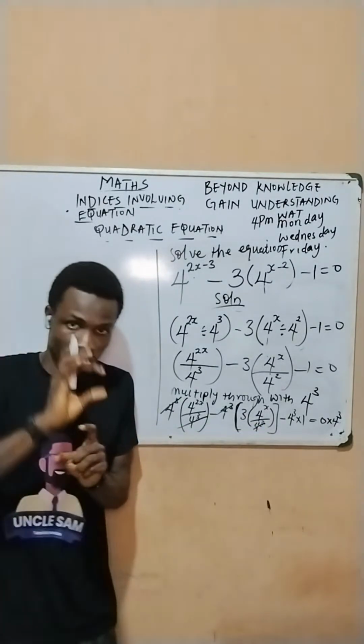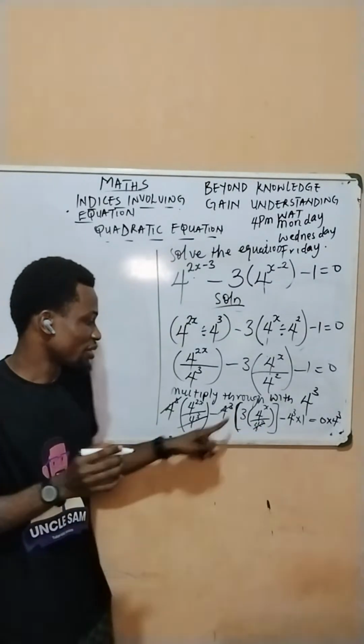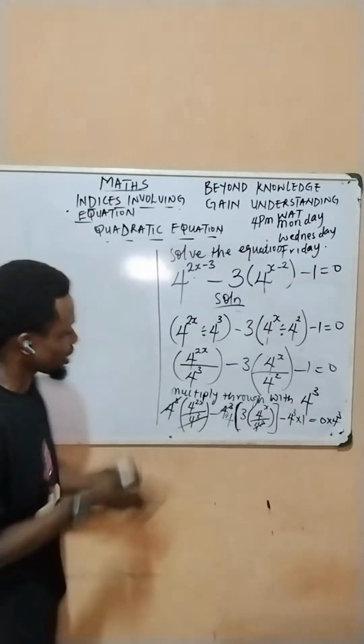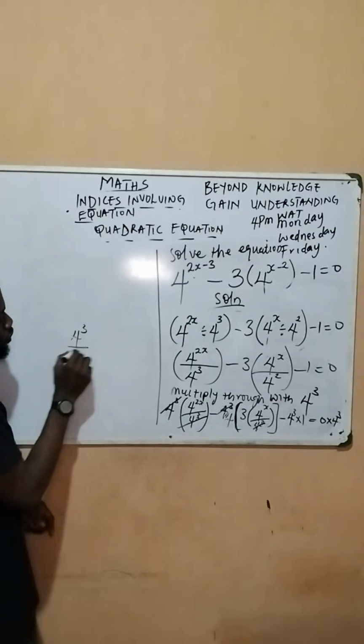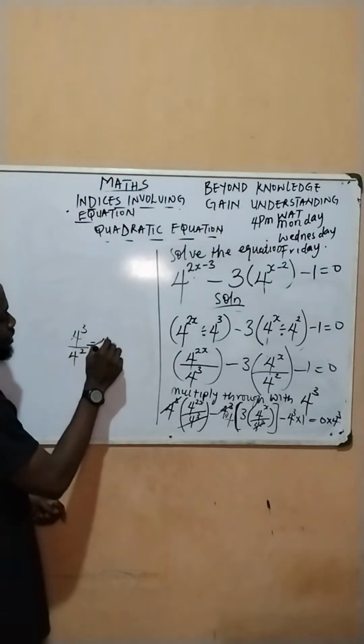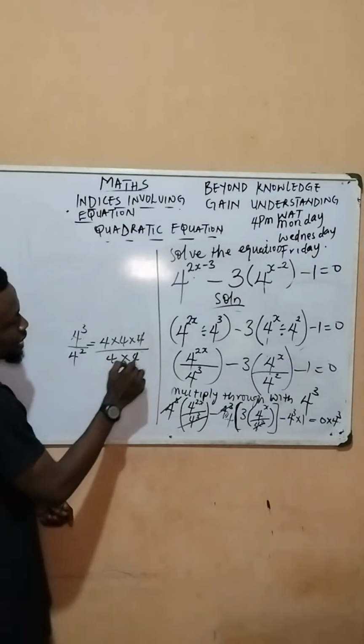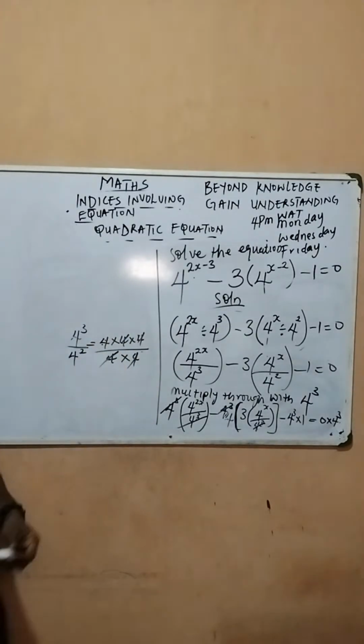It's going to subtract one of the power. Okay? And then what you have remaining is just 4. It's just 4 that is remaining now. Because this is same thing as saying 4 raised to the power of 3 over 4 raised to the power of 2, which is same thing as 4 times 4 times 4, and 4 times 4. 4 cancels, 4 cancels, you're just left with 4.